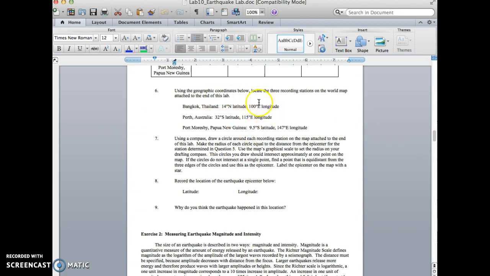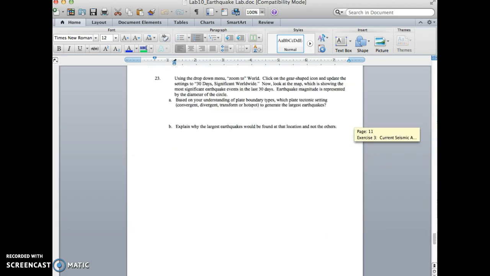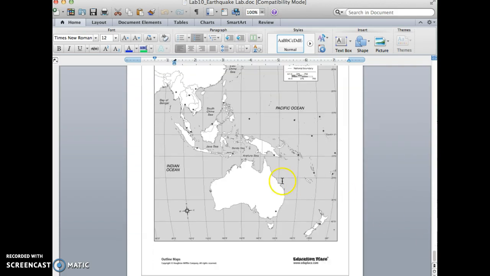Then you're going to go to that map at the very end and use the latitude and longitude to plot down the 3 locations. We have Perth, Bangkok, Port Moresby, and then you're going to use the distances that you've determined to create your radius, and you're going to draw a circle around each of these locations. All right, and this is where that drawing compass comes in.